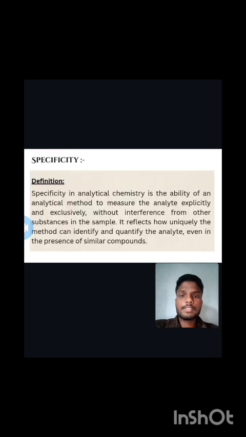First one is specificity. Definition of specificity. Specificity in analytical chemistry is the ability of an analytical method to measure the analyte exclusively without interference from other substances in the sample. It reflects how uniquely the method can identify and quantify the analyte even in the presence of similar compounds.